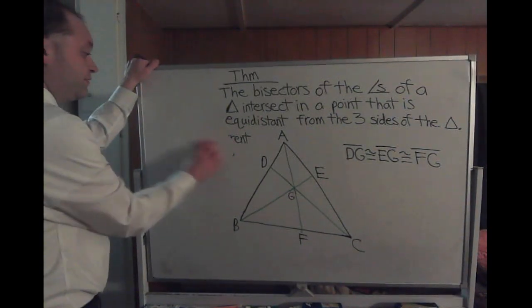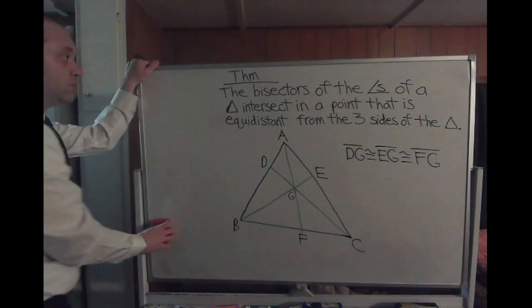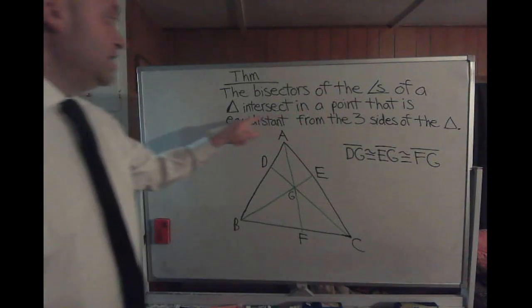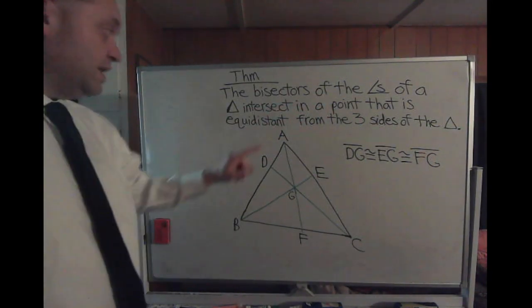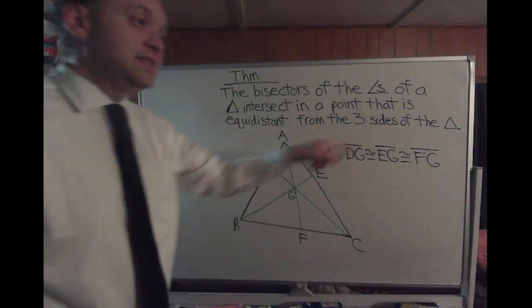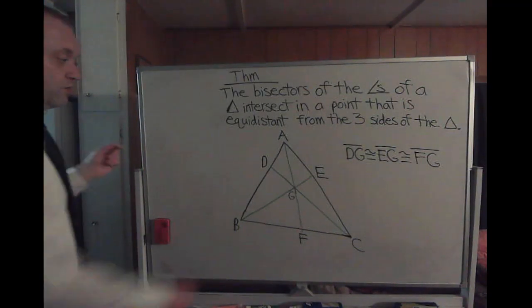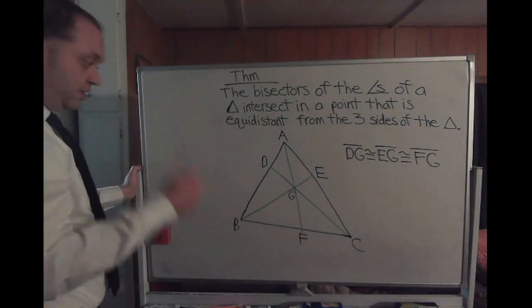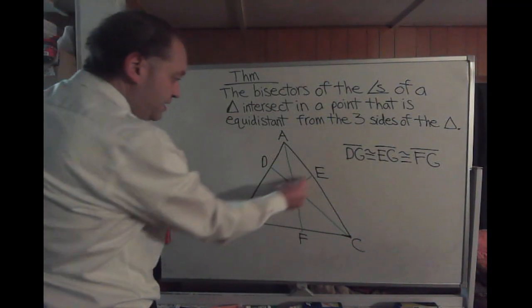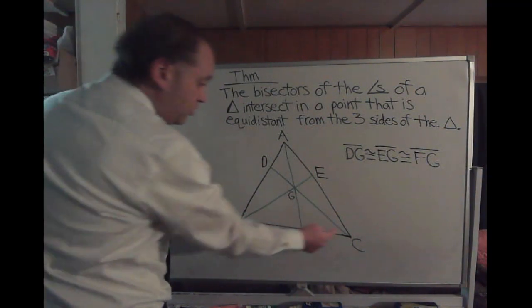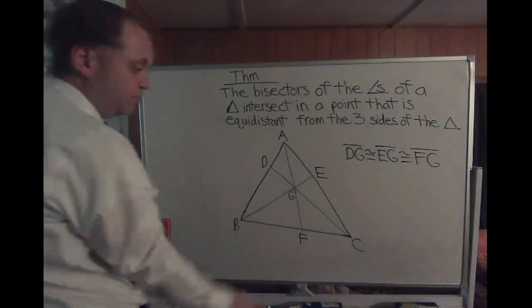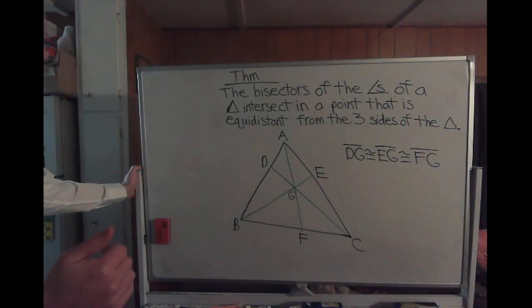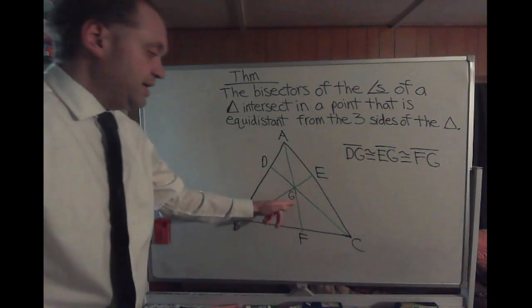And I have our first theorem here that pertains to triangles. The theorem states the bisectors of the angles of a triangle intersect in a point that is equidistant from the three sides of the triangle. So here we have triangle ABC, and you have ray BE that bisects angle B, ray CD that bisects angle C, and ray AF that bisects angle A. The point where they all meet is G.